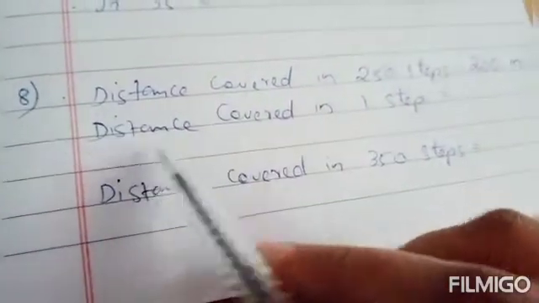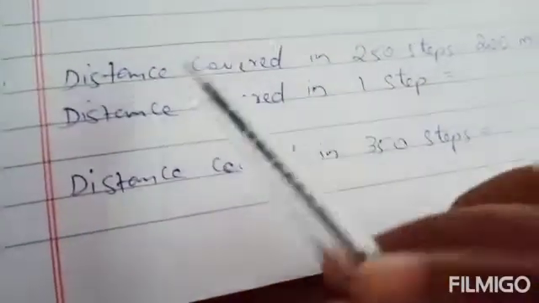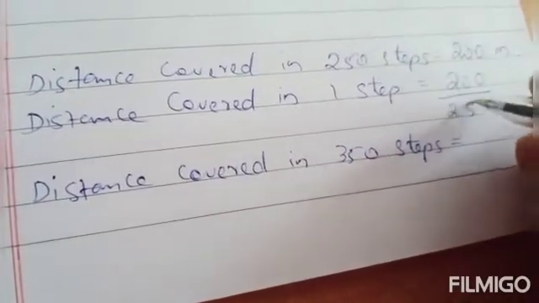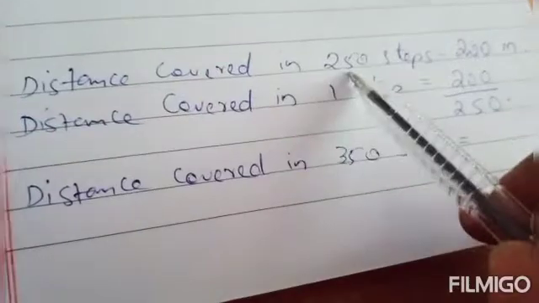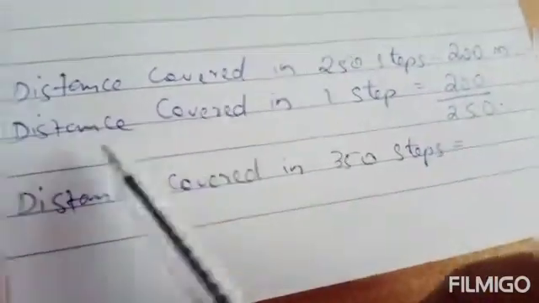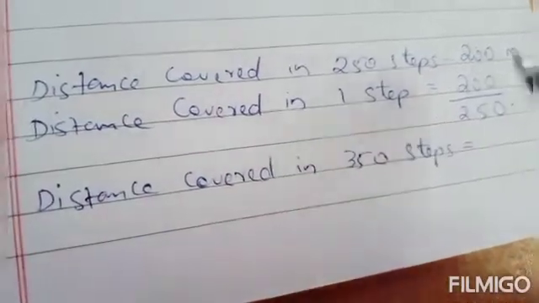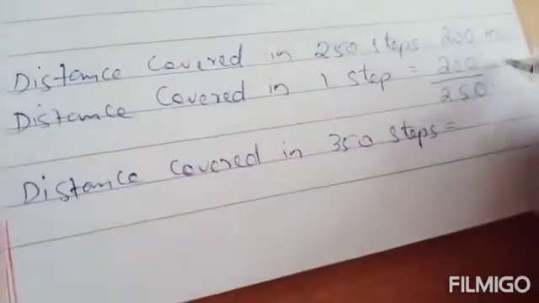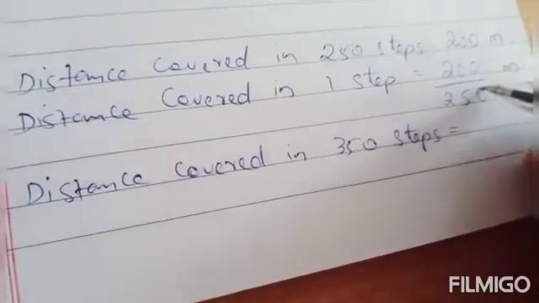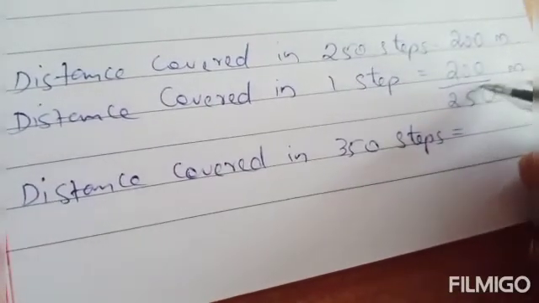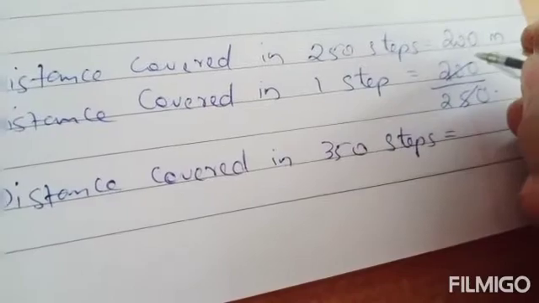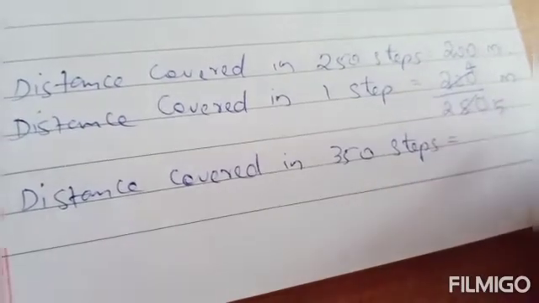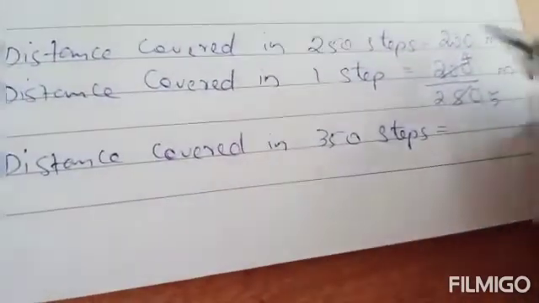Okay, now distance covered in one step, that you can find by division. 200 by 250. Distance covered in 250 steps, it is given 200 meter. Therefore, distance covered in one step will be 200 by 250. 250 we are taking to that side. So, 200 by 250 meter. This you can reduce. It will go in 50. 50 into 4, it is 200. 50 into 5, it is 250. Okay, so 4 by 5 meter you will get.